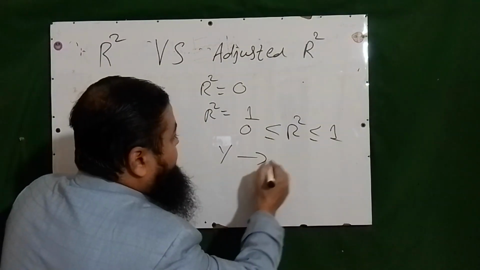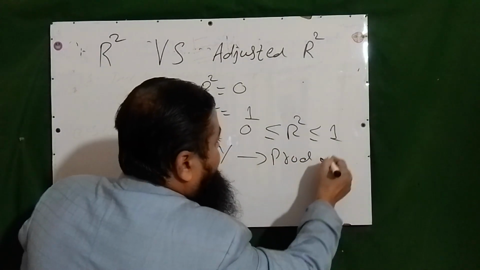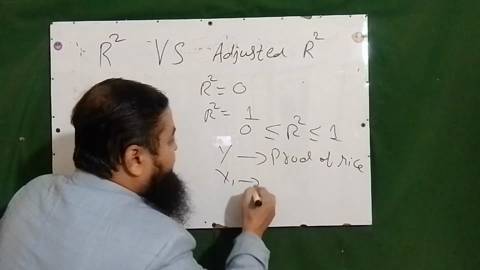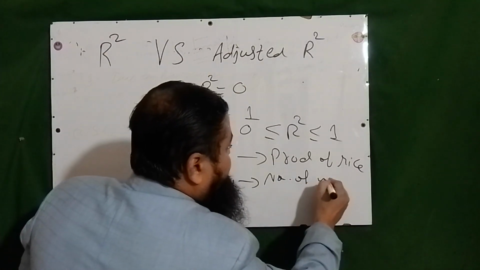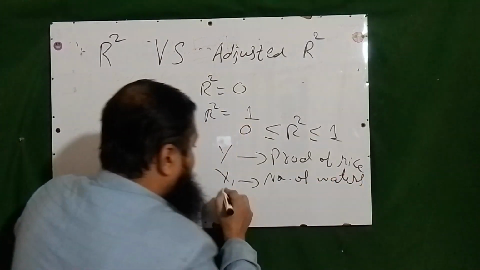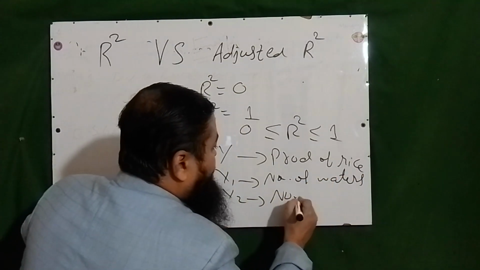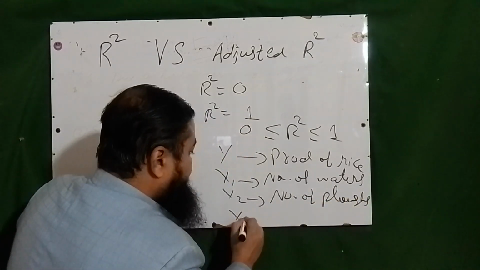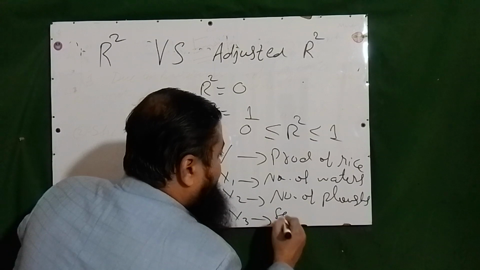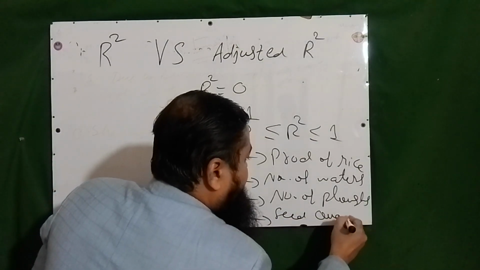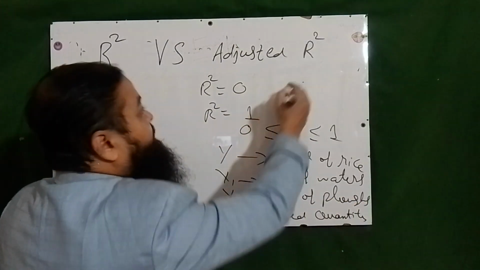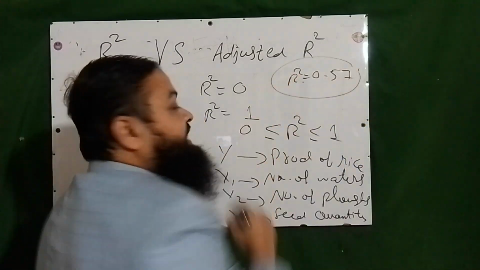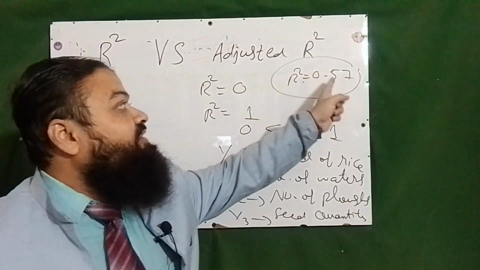If y is production of rice, it is our dependent variable, and x1 is number of waters, x2 is number of plow, x3 is seed quantity. Then if, for example, R square is 0.57, then what does it indicate? That can be asked in the exam.